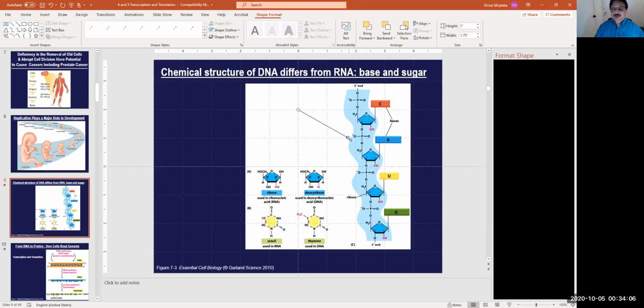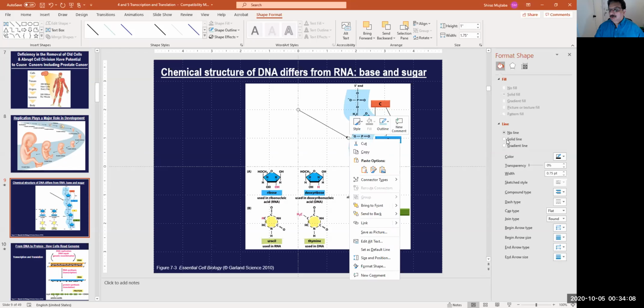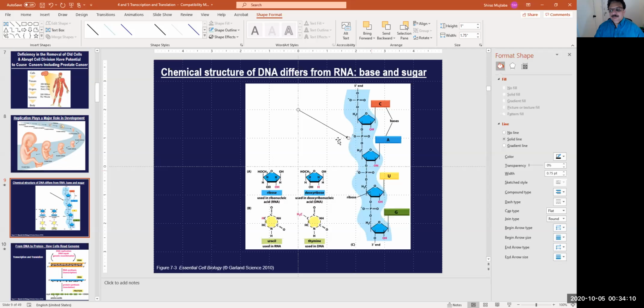I'm sorry, this is one of the strands for RNA. And what is a hallmark of RNA is the presence of uracil, right? Presence of uracil makes DNA and RNA different molecules.